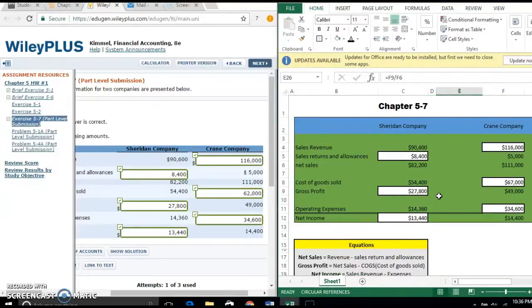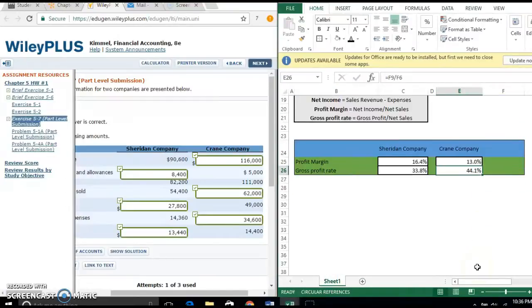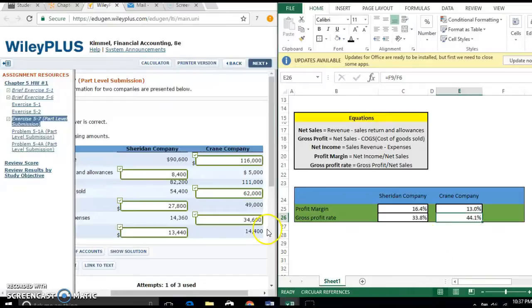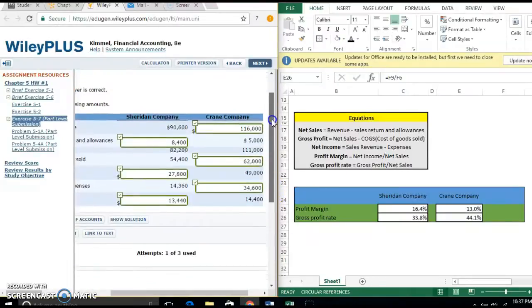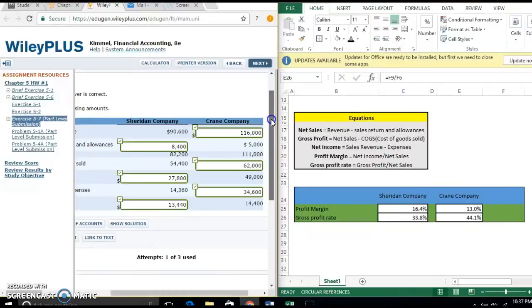So let's compare these values to Wiley Plus really quick. And looks like we're spot on. There we go. Let's look down here, and hey, looks like we're good. It took me a few tries to get that one. I had the equation a little bit mixed up.